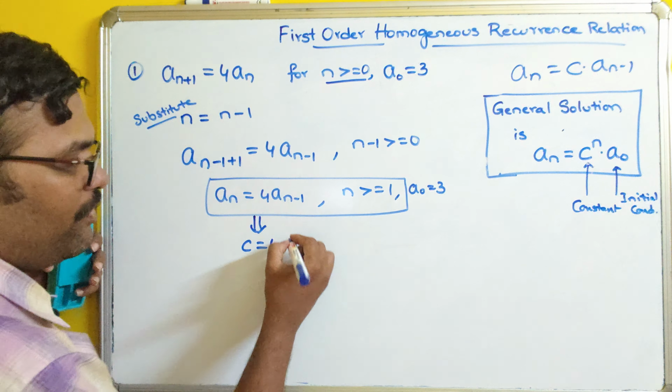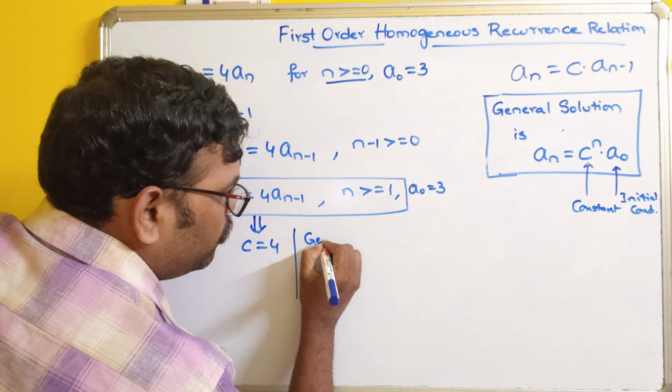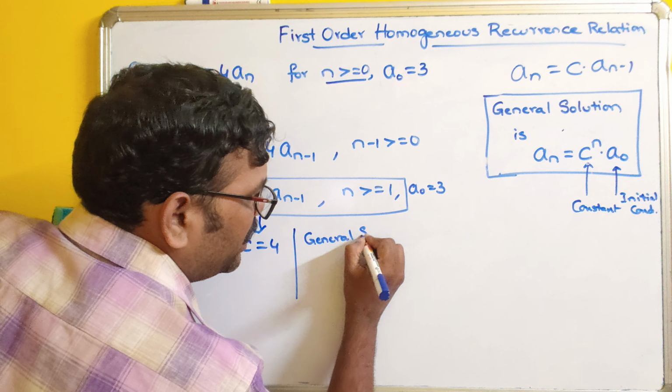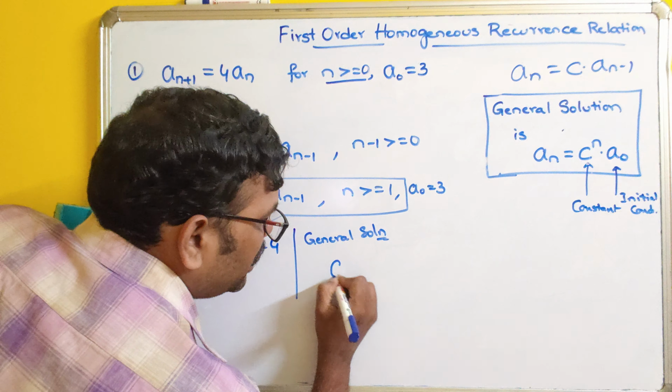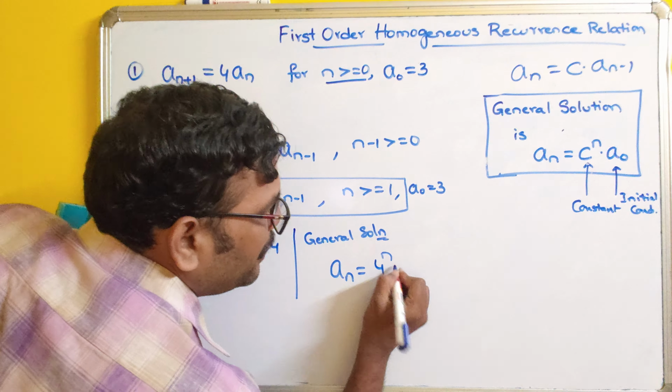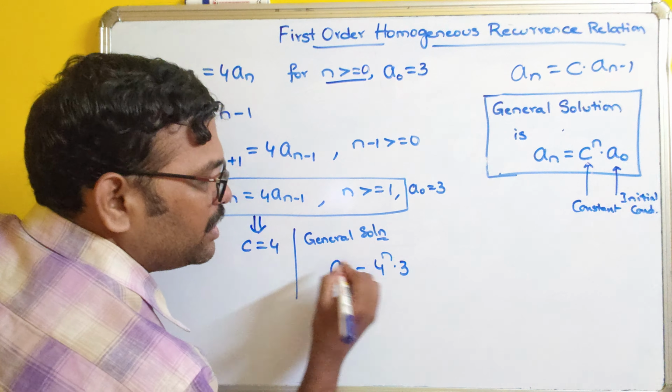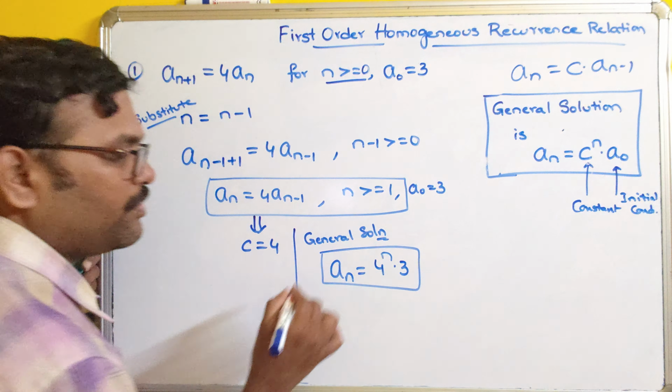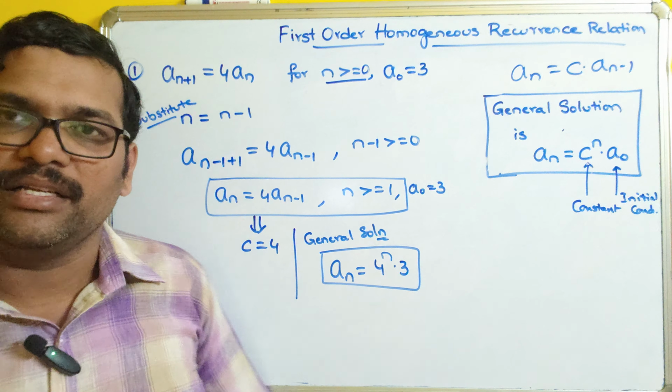Now a naught, we are having a naught. So the general solution, we can directly get the general solution here, right? So general solution an is equal to c power n, so 4 power n into a naught, which is nothing but a3. So this is the general solution for the given recurrence relation.